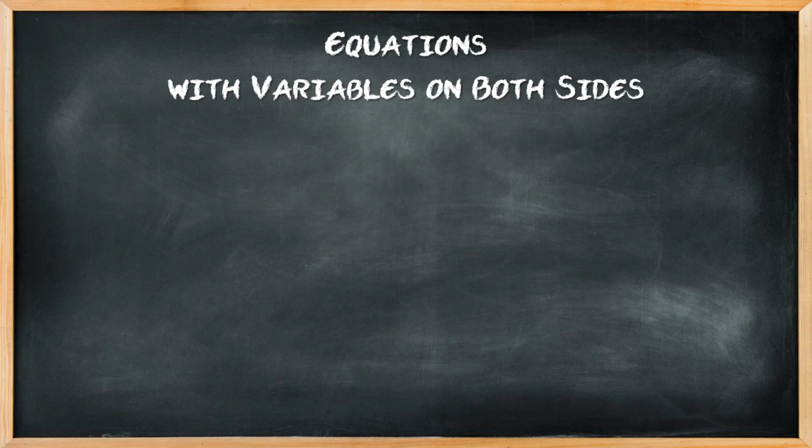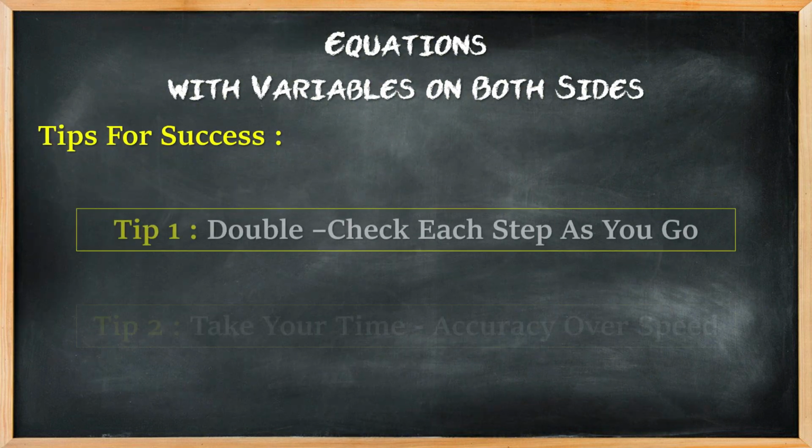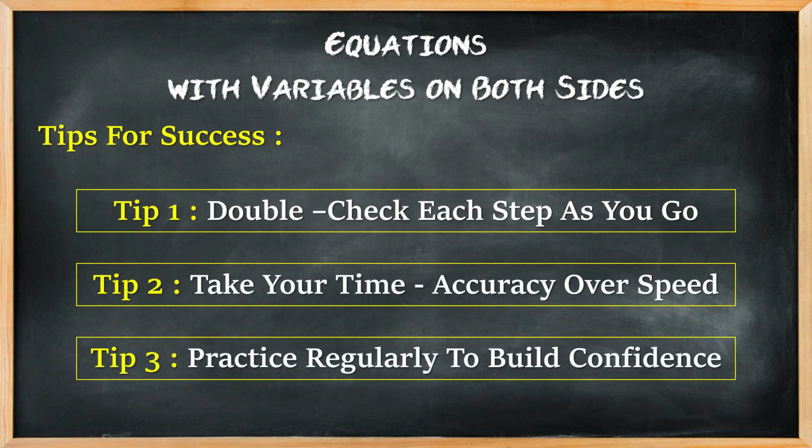Here are 3 essential tips for success when solving equations with variables on both sides. First, double-check each step as you go. Don't wait until the end to verify your work. Catch mistakes early. Second, take your time. Focus on accuracy rather than speed. It's better to solve one problem correctly than 3 problems incorrectly.